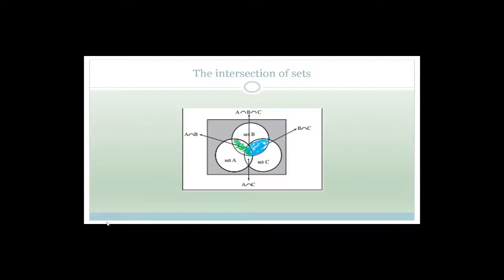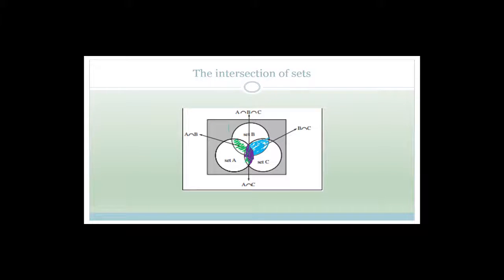Okay, and then finally this is going to be A intersection C. See, why did I do that green? I meant to do it blue. Nope, I meant to do it purple. Like this. There we go.